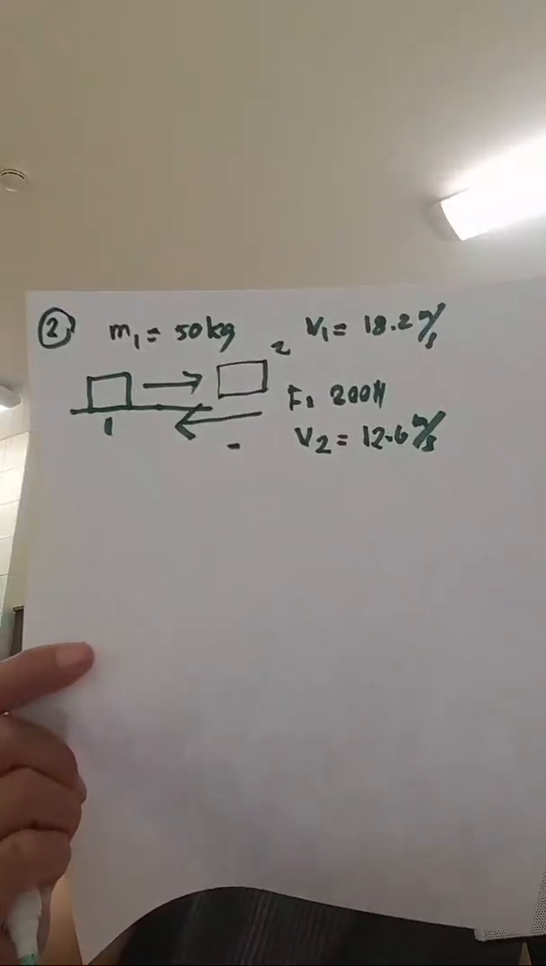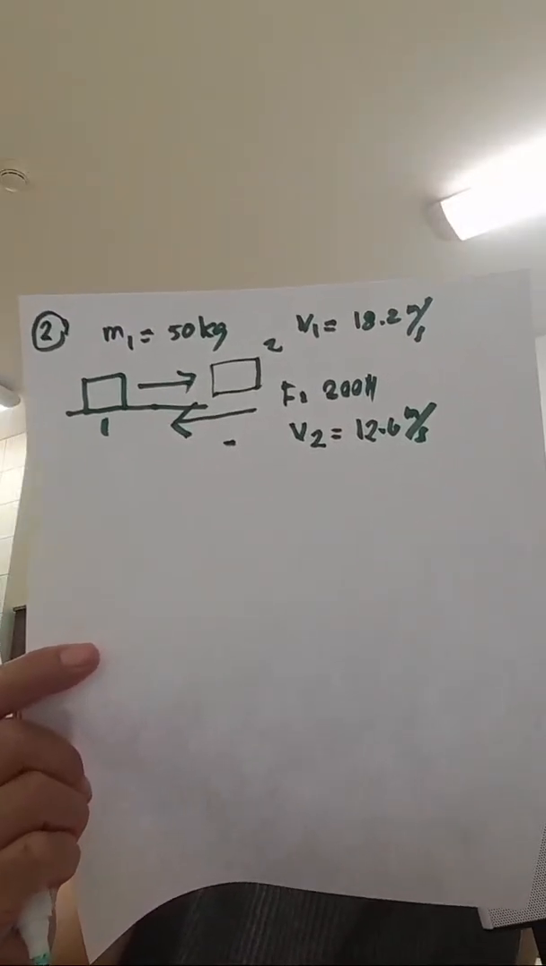Okay, 200 Newton. And then, to slow down to 12.6 meters per second, so that is V2. Okay? V2 is 12.6 meters per second, because the second object is number 2. So, 1 and 2. That is just an illustration first. Okay?